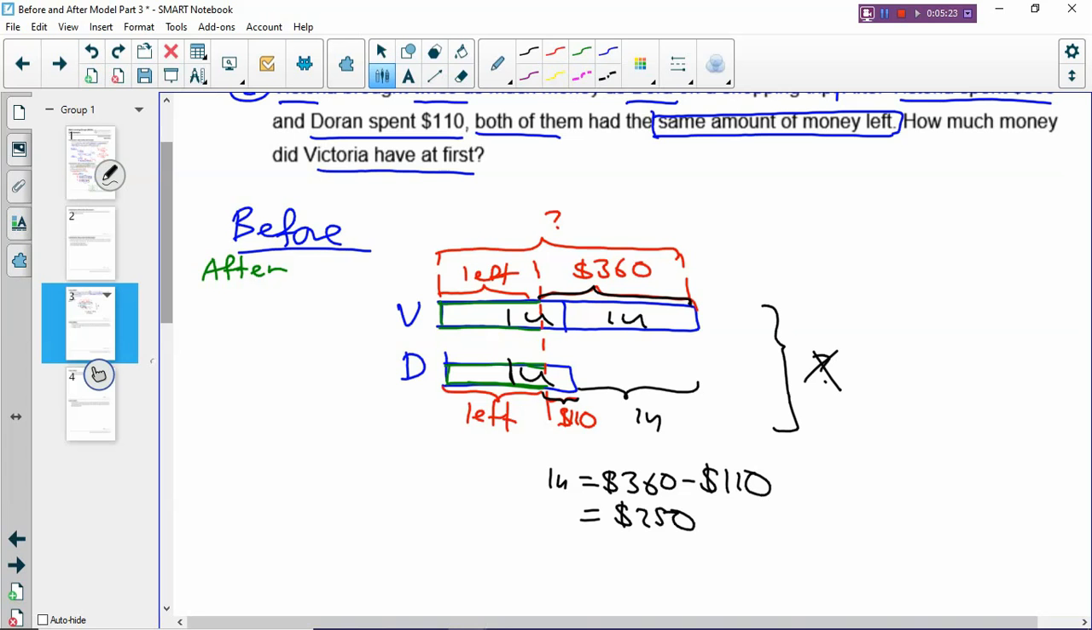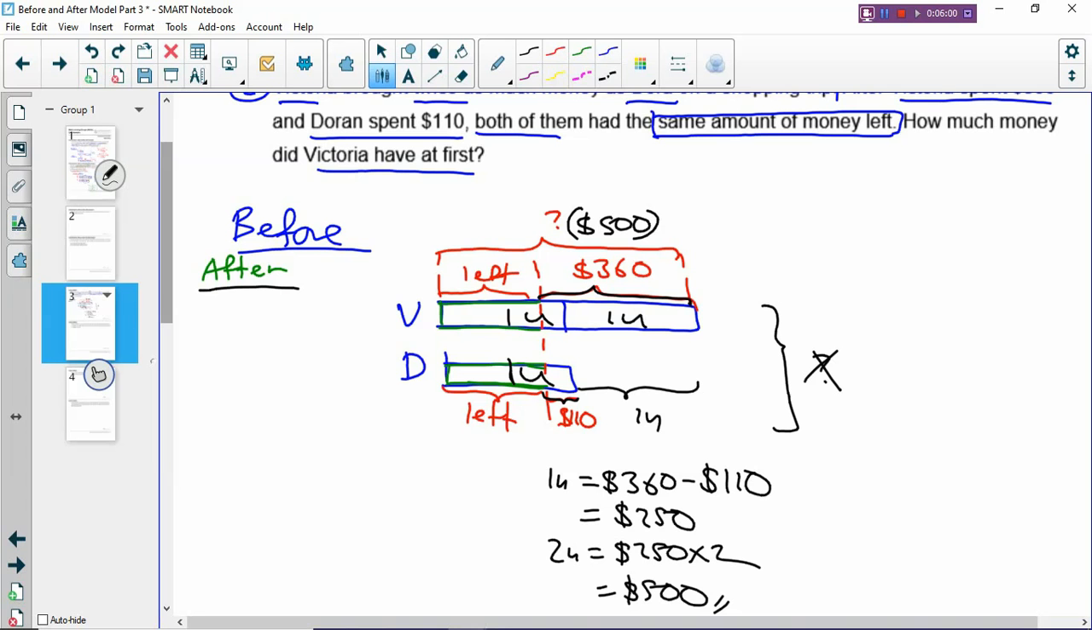Once you know that there is 1 unit, can we find how much Victoria had at first? Victoria has 2 units, right? So 2 units will be 250, and then you times 2. So Victoria must have $500, and that's how you solve the problem with just a few steps. If you draw a good model, like what I mentioned before, you don't need a lot of steps to find the answer. So that's how you draw the before and after model when you combine them together, right?